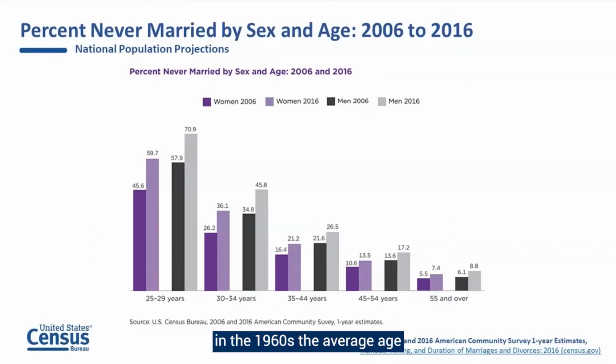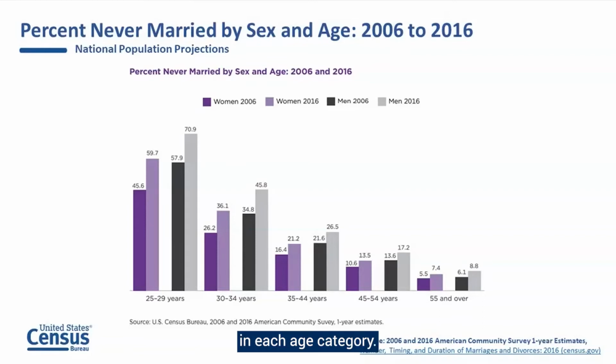For reference, in the 1960s, the average age at first marriage was 23 for men and 20 for women. So that's a 7-year increase for men and an 8-year increase for women. But again, in the last 10 years, there's been a full 2 years difference. So we're seeing big jumps when we look here at this chart for women and men in each age category.